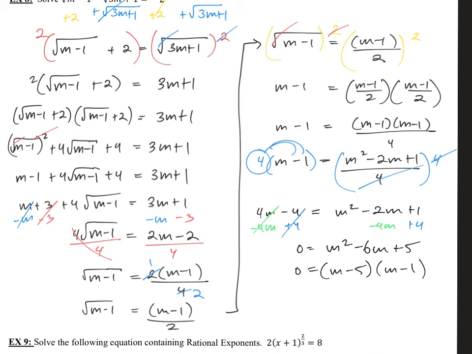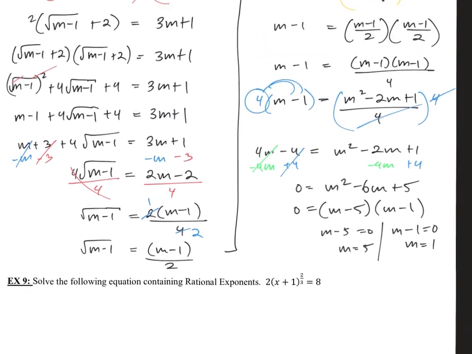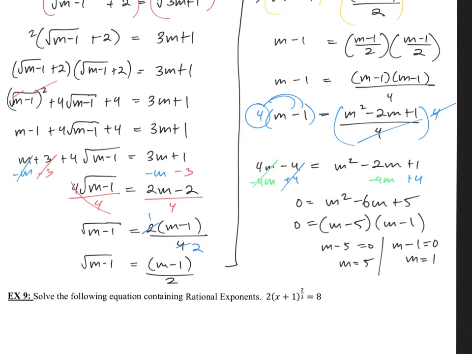Which means we have m equals 1. Oops, I jumped a step. I have to set both of these equal to 0. So m equals 1 and m equals 5. Okay, so you would need to check both of these. I don't have that much room, so I'm just going to go ahead and check them out here.